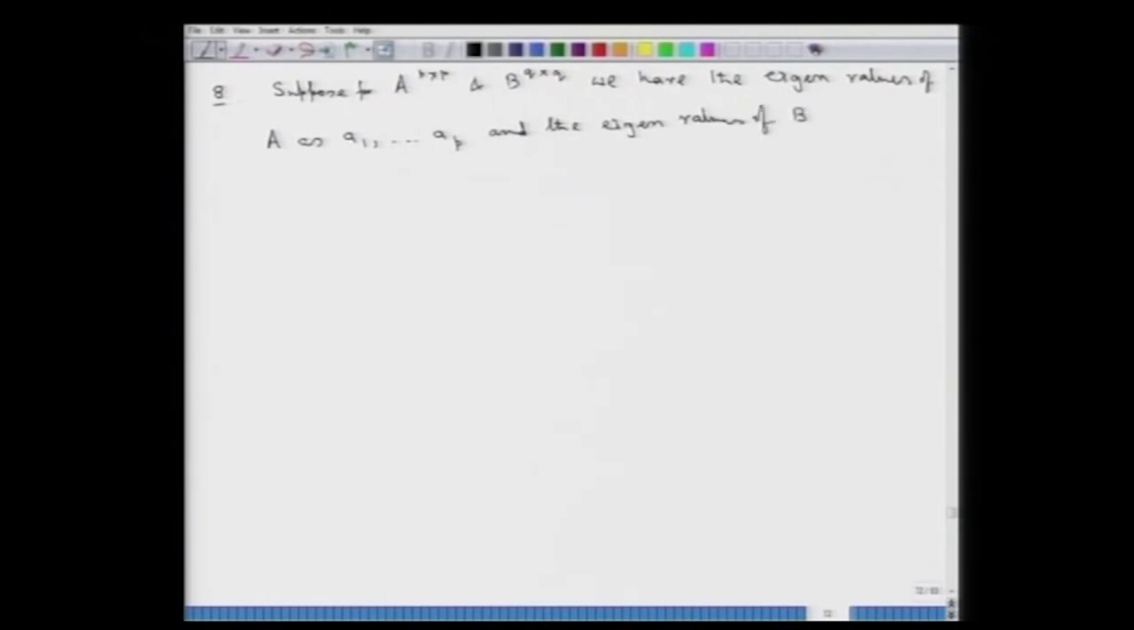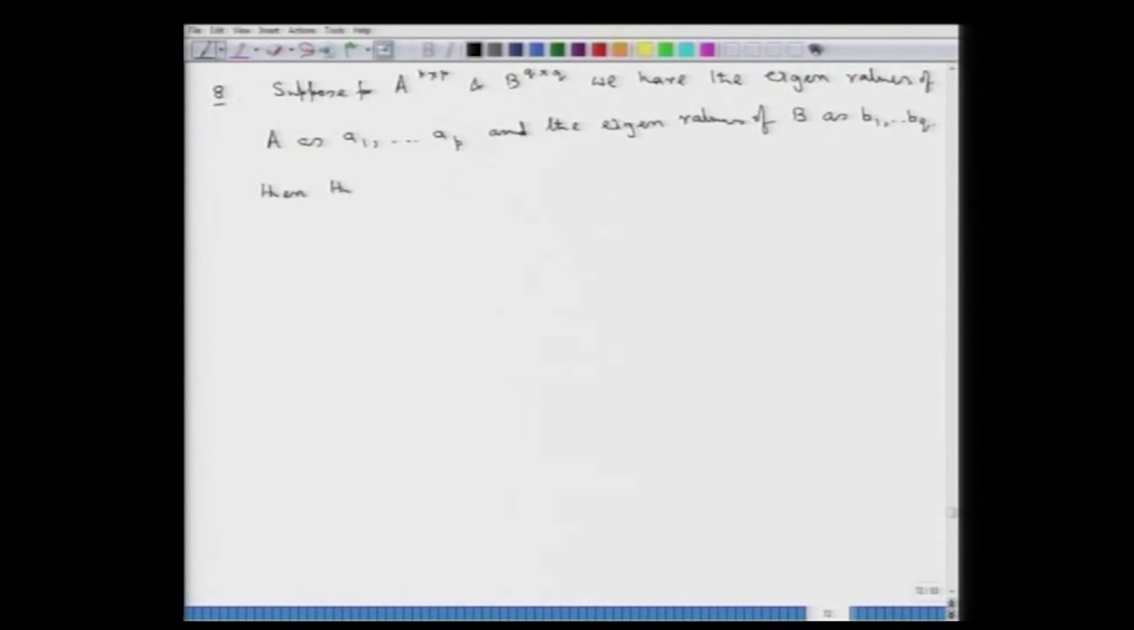So, this number 8 would be: suppose A is P by P and B is Q by Q, and we have the eigenvalues of A as A1, A2, AP, and the eigenvalues of B as B1, B2, BQ. So, this A1, A2, AP are the eigenvalues of the A matrix and B1, B2, BQ are the eigenvalues of this B matrix.